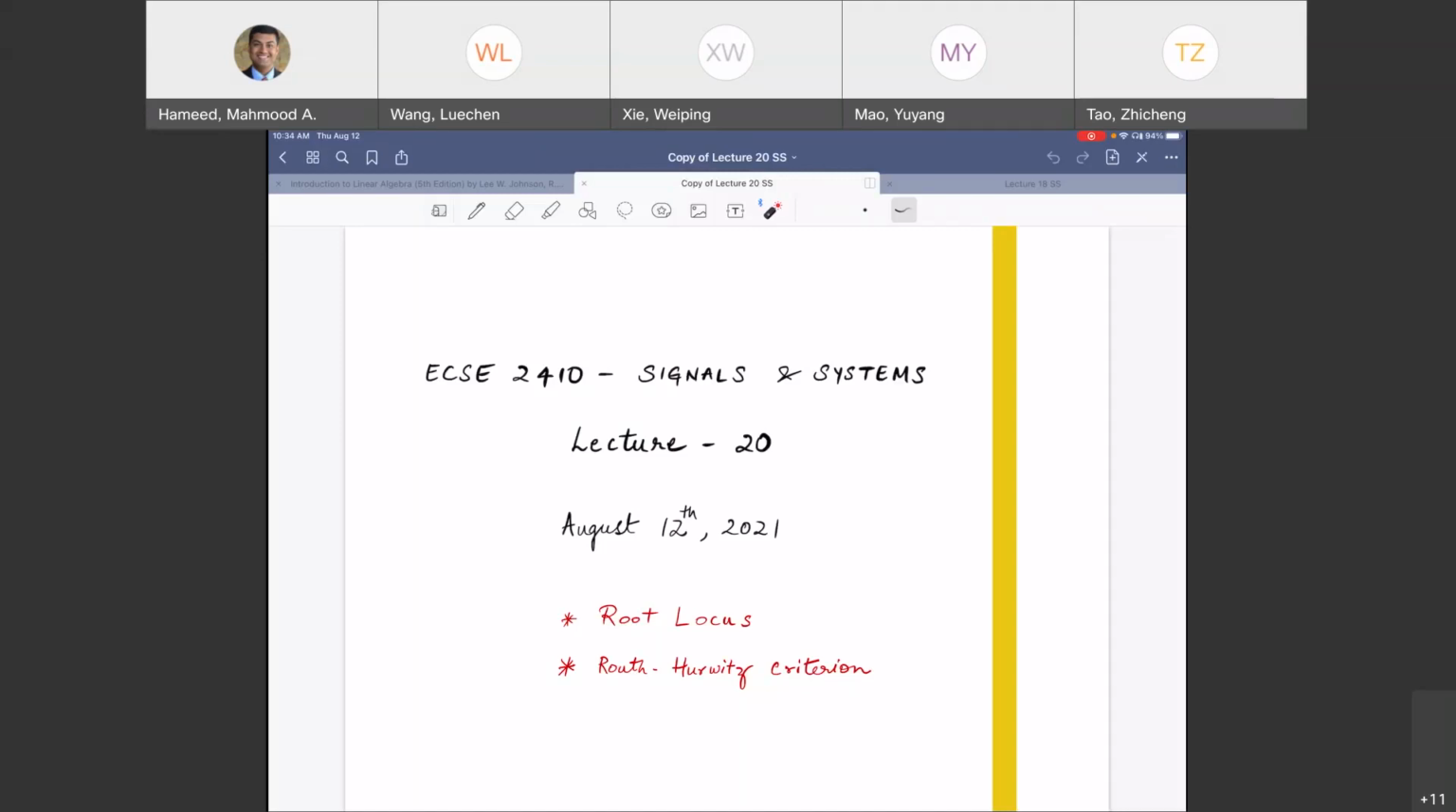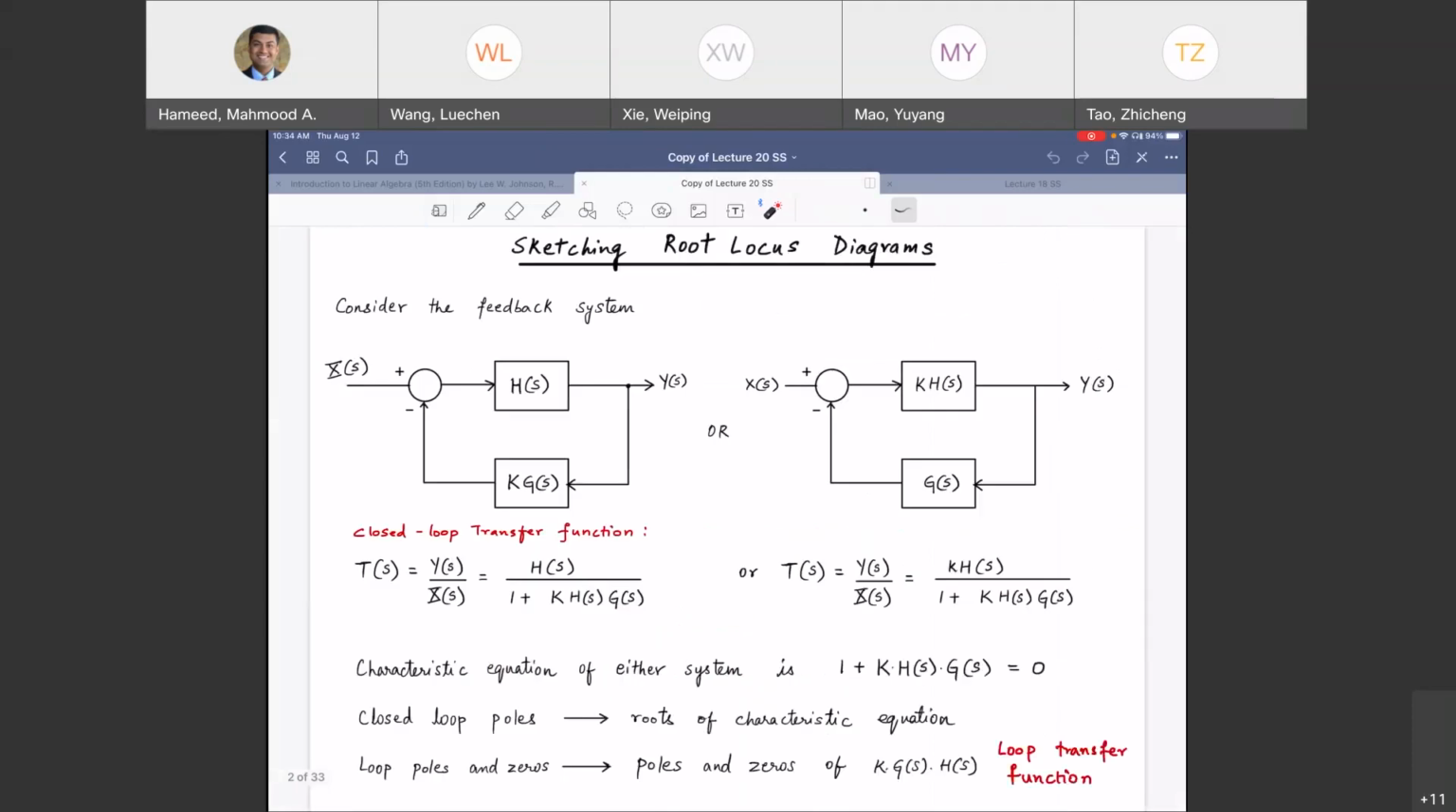But the Routh-Hurwitz criteria is essentially a shortcut to that. So without evaluating all the locations of the poles, you can still comment about whether it's stable or not. So that's RH criteria. Let's talk about sketching the root locus.